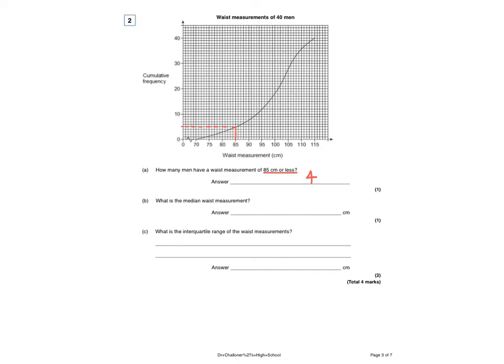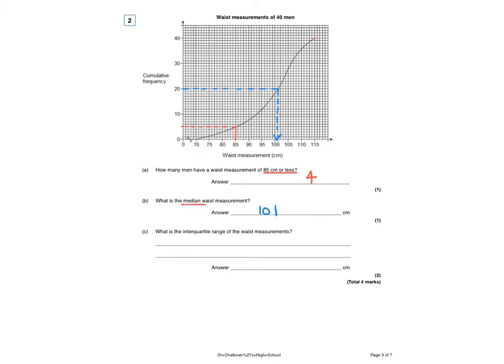Now, what is the median waist measurement? Well, how many people are there in total? The graph goes up to a maximum value of 40. So the median value is going to be found by looking at a cumulative frequency of 20, which is half of 40. Let's then go across and down to the x-axis, and that gives us our median value here, which is 101.